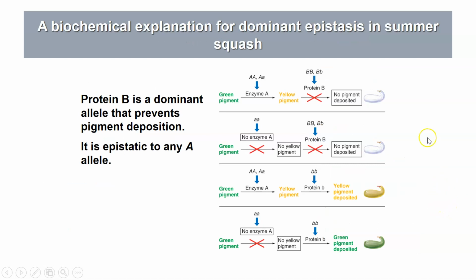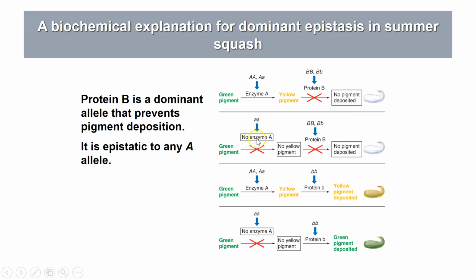Why is that? This slide explains the function of the proteins encoded by the A and the B gene. So in squash, there's a green pigment that can be converted by enzyme A. If squash have functional enzyme A, it's converted to yellow pigment. Protein B is involved in blocking the deposition of this pigment in the squash. So if you have functional protein B, whatever pigment is made is not deposited, and so the squash is white.